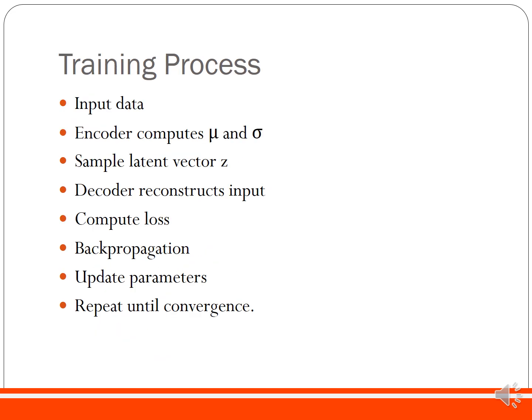The training process of a VAE follows these steps. First, the input is passed into the encoder. The encoder computes the mean and standard deviation. A latent vector is sampled using the reparameterization trick. The decoder reconstructs the input. The total loss is computed. Using backpropagation, the network weights are updated. This process is repeated for multiple epochs until the model converges.